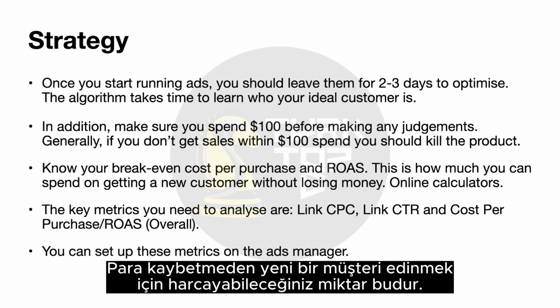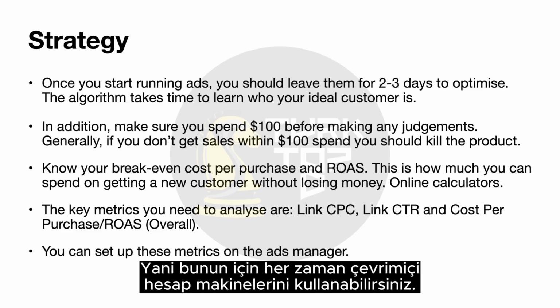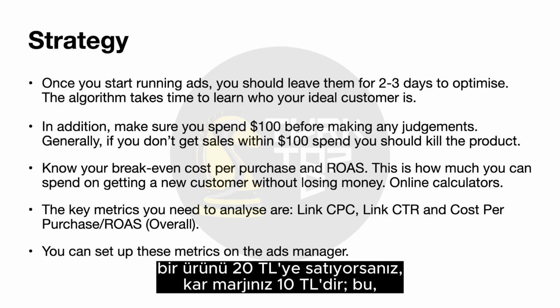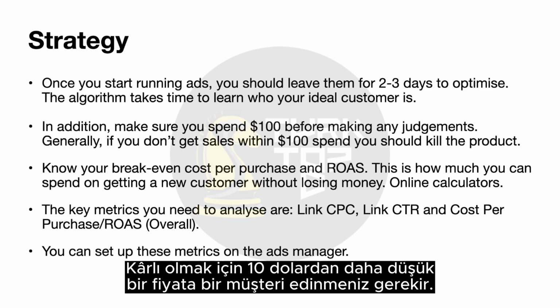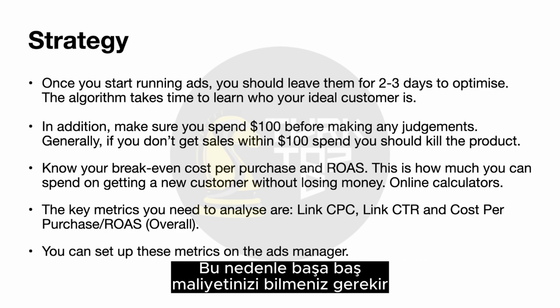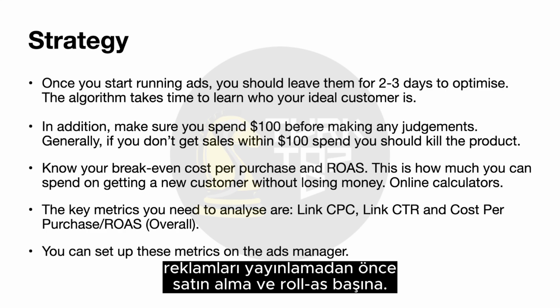This is how much you can spend on getting a new customer without losing money. So you can always use online calculators for this. For example, if your product cost and shipping is $10 and you're selling a product for $20, your profit margin is $10, which means you need to get a customer for less than $10 to be profitable. If you spend more, you're unprofitable. So you need to know your break-even cost per purchase and ROAS before running ads.